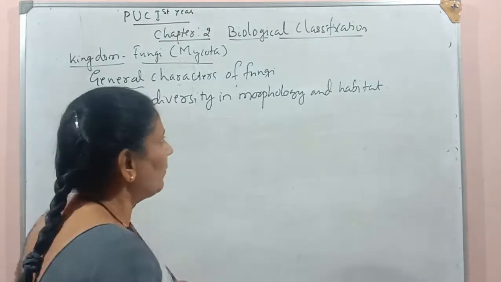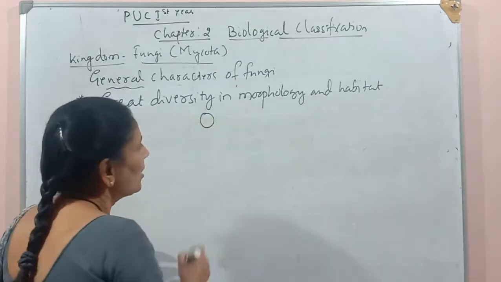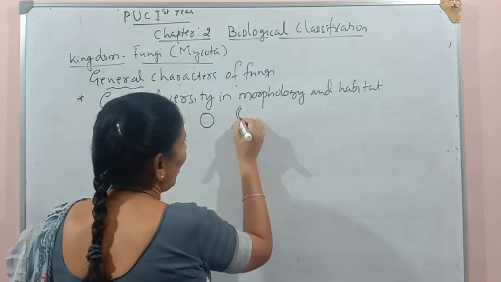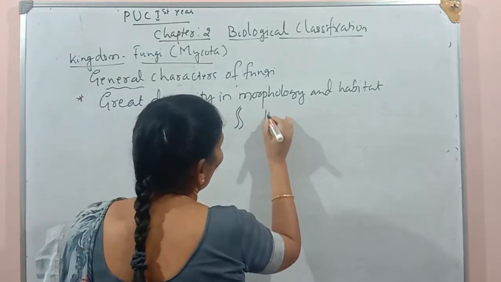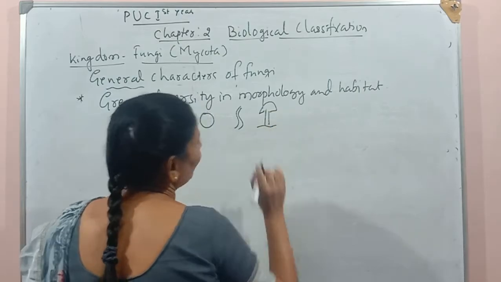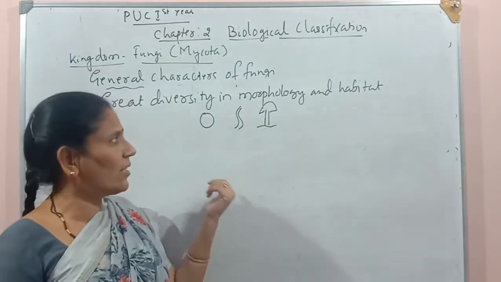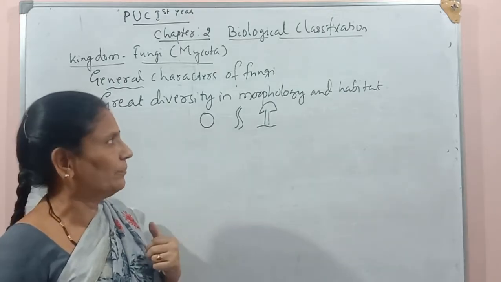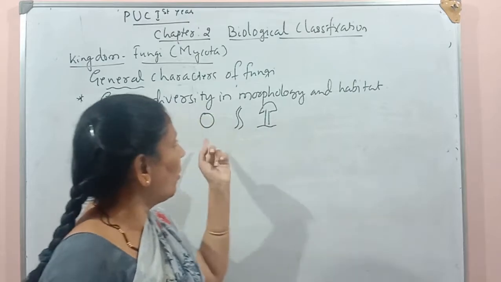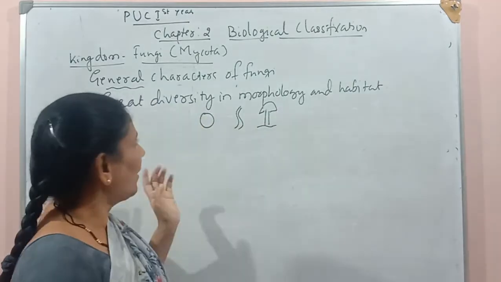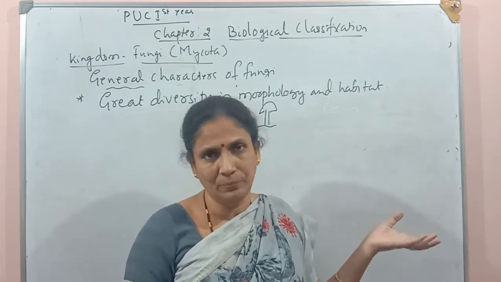Means some fungi may be unicellular structure, some may have thread-like or filamentous structure, and some may exist in the form of fruiting body-like structure. They are appearing in diverse shape or structure. In the same way, the diverse form in habitat. Diversity in habitat. Habitat means the place where they live.